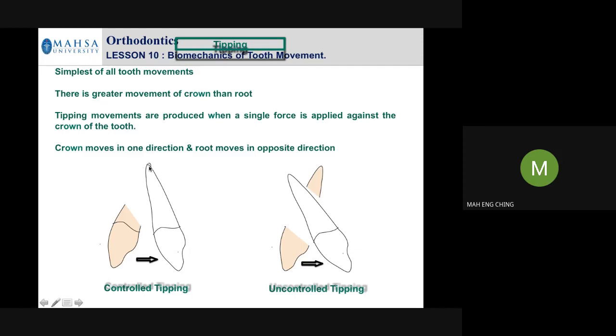in order to prevent it from coming forward, the key is light forces. Because if you use heavy forces, it will cause the root to go out of control. It might move labially. So if you want to control this tipping movement, then theoretically you should use light forces. Then sometimes if you use fixed braces, you use a bracket to control it.